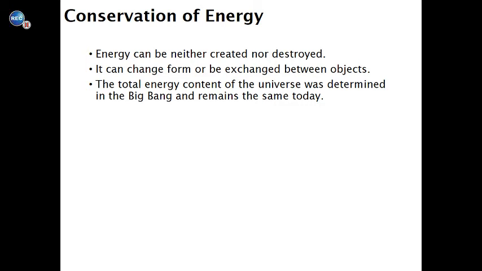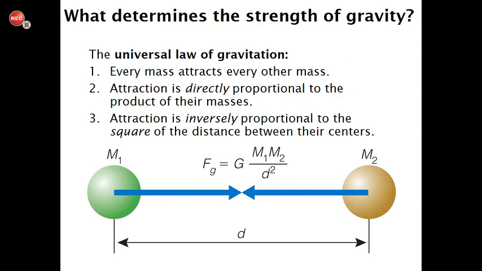So the total energy of the universe is fixed. When we say energy is conserved, it means that if we account for all of it, then we find that it's the same before and after something happens. We can change the form, but we have to keep track that we understand what form the energy is in.